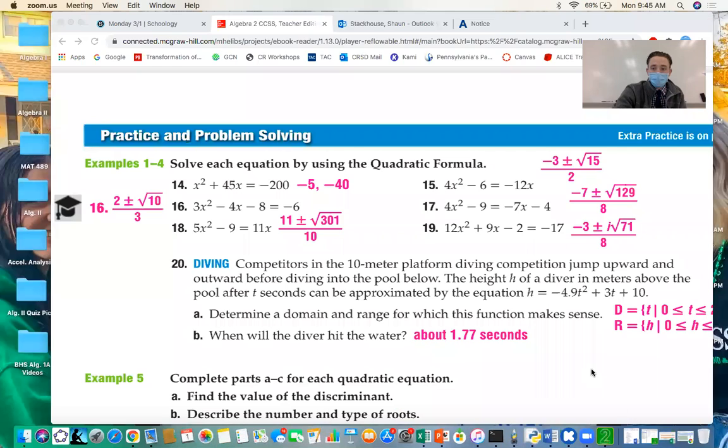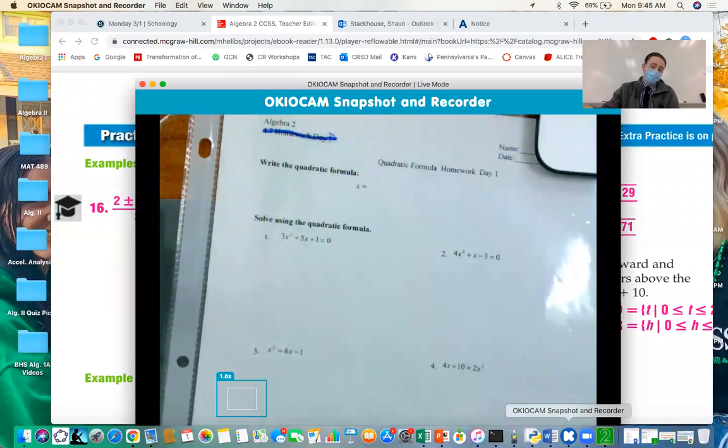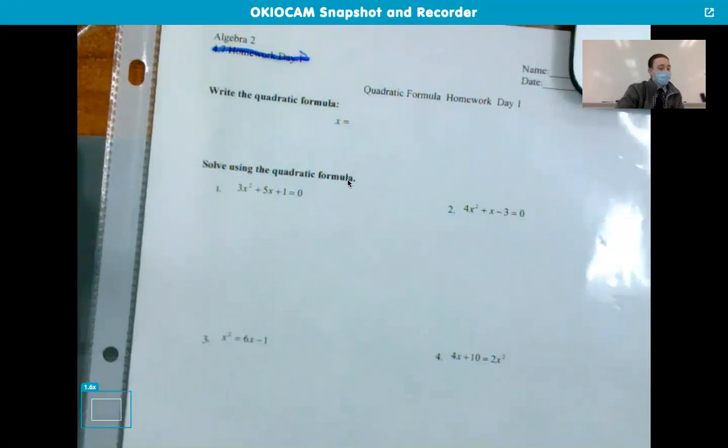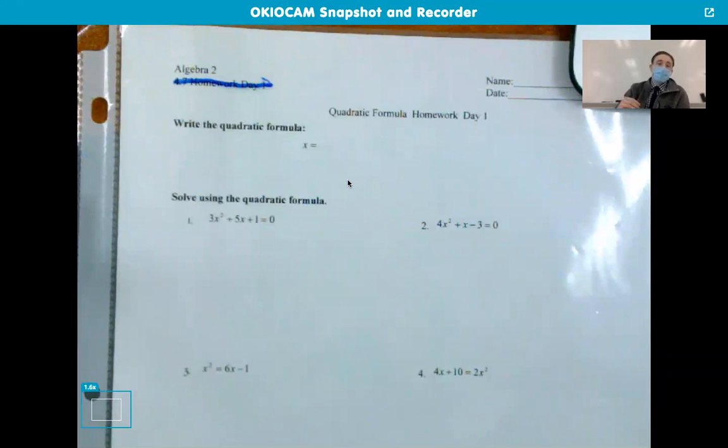So it's in the folder for today. It looks like this. And like I said, whatever we don't get done in class, we will be doing for homework. So just kind of keep that in mind. The first thing I want to do is just review specifically what is the quadratic formula.